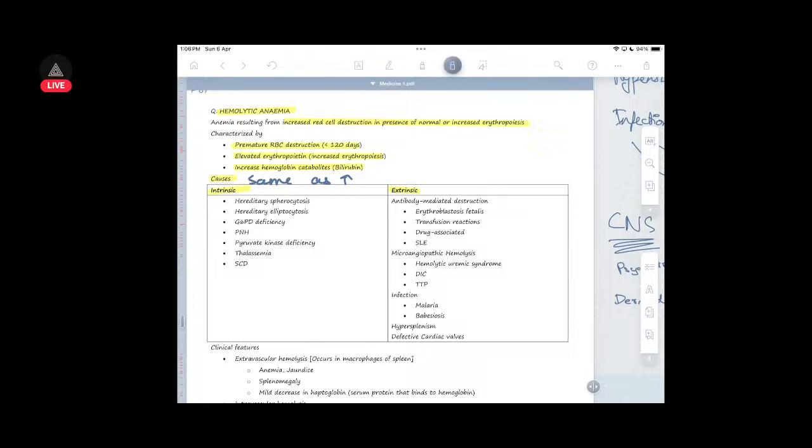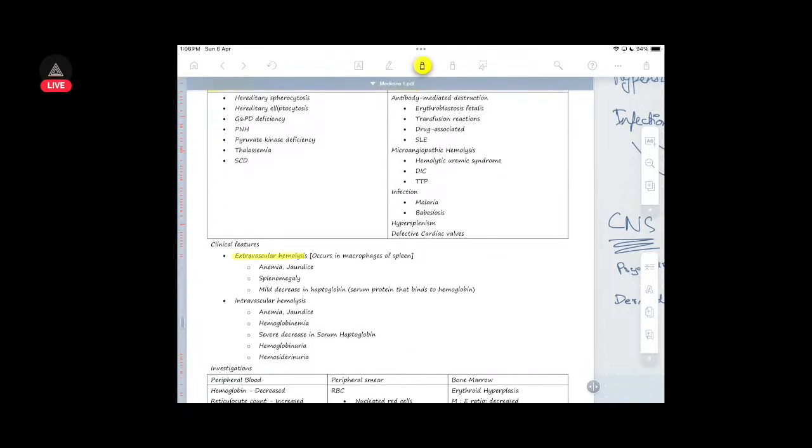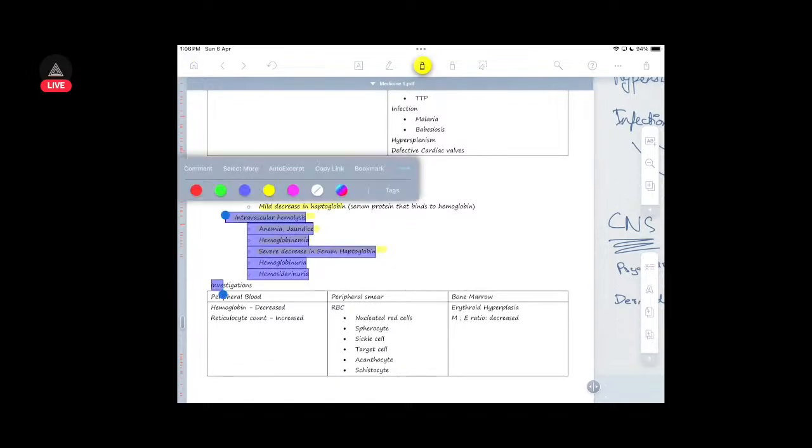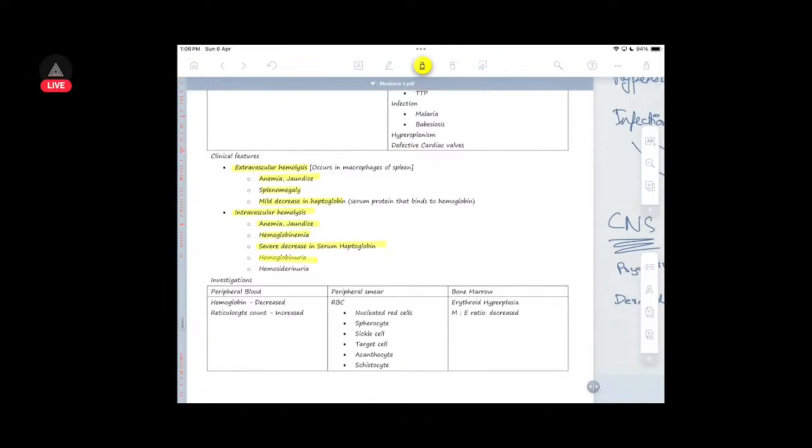So clinical features: you can have intravascular hemolysis, anemia, jaundice, splenomegaly, and decrease in haptoglobin. And you can have intravascular hemolysis, anemia, jaundice, hemoglobin, severe decrease in serum haptoglobin, and hemoglobinuria, hemosiderinuria, etc.